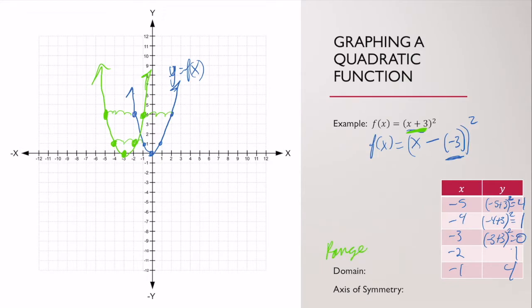Let's label our domain and range. So my range is still the same. It goes from 0 to positive infinity. My domain goes from negative infinity to infinity. It's all real numbers. And my axis of symmetry right here is when x equals negative 3. It's how much it was shifted.